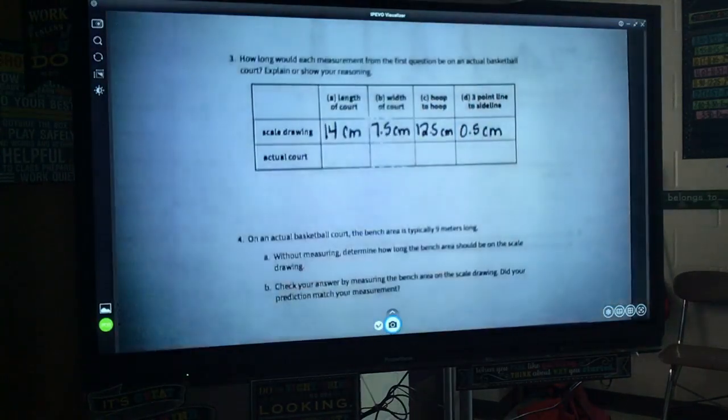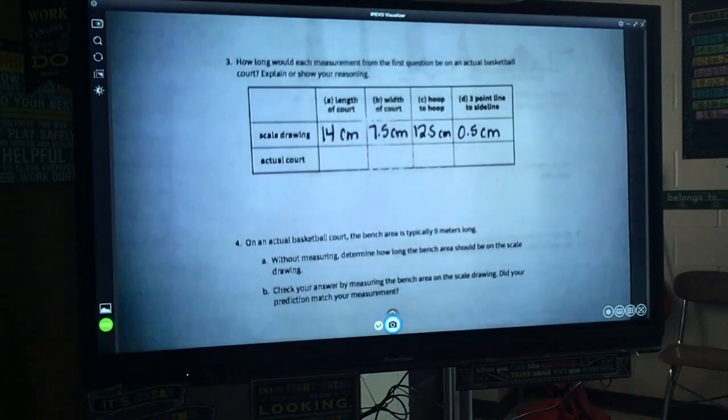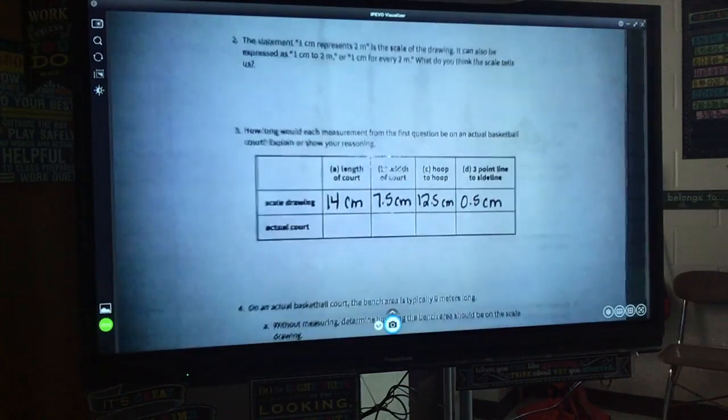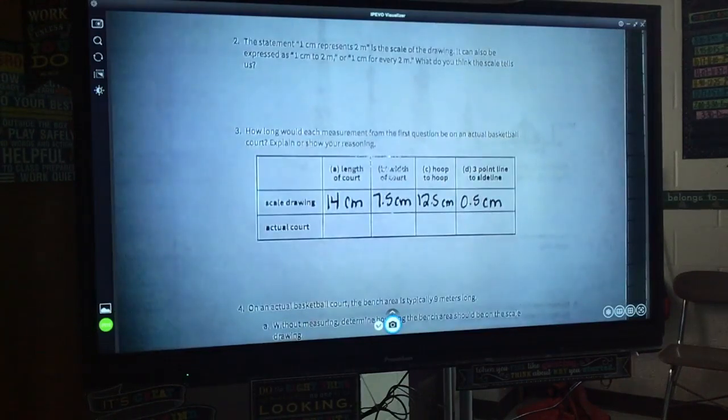All right, so you should be about those numbers. Not exactly, but very close to those numbers. Okay? All right, so number 2 then says the statement, 1 centimeter represents 2 meters is the scale of the drawing. It can also be expressed as 1 centimeter to 2 meters or 1 centimeter for every 2 meters. What do you think the scale tells us? So what did you guys come up with for this one?